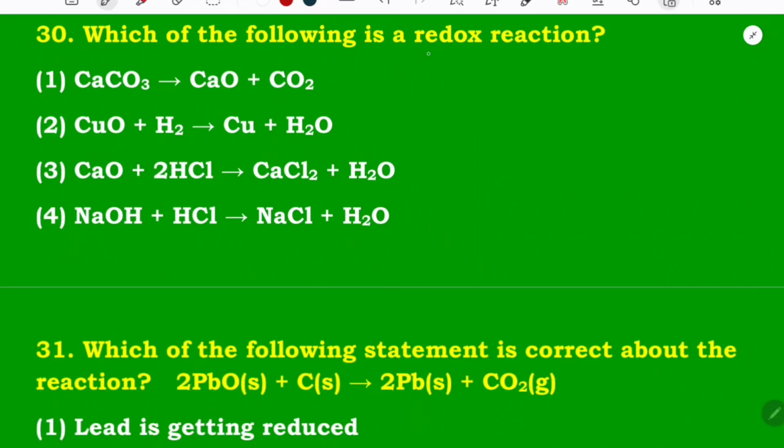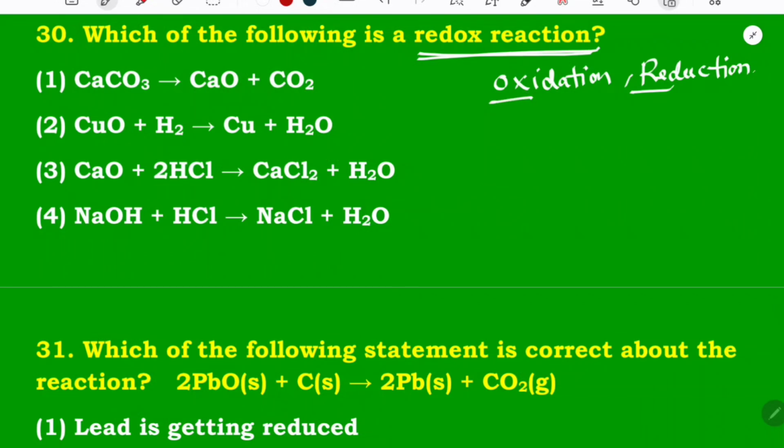Which of the following is a redox reaction? Redox means oxidation and reduction both take place. When oxidation and reduction both take place, we can call it a redox reaction. So see the first one. Which one is this?